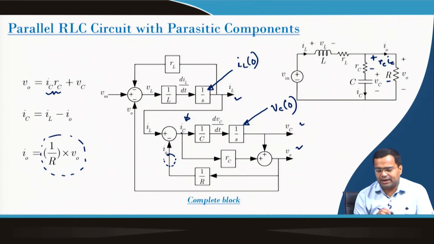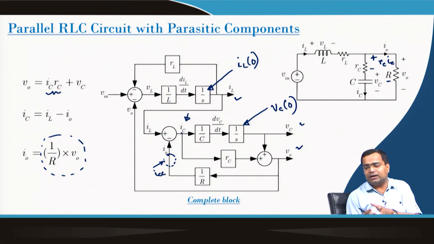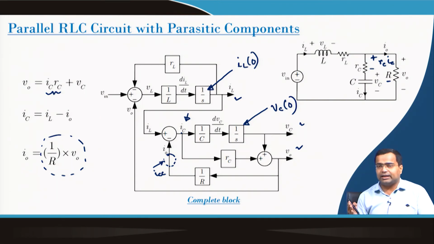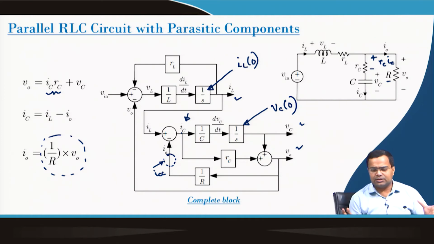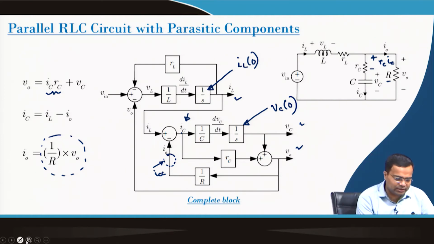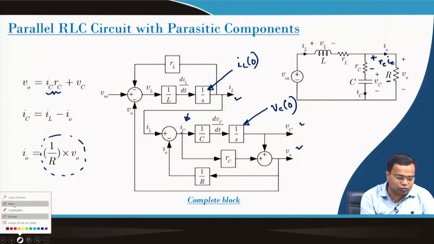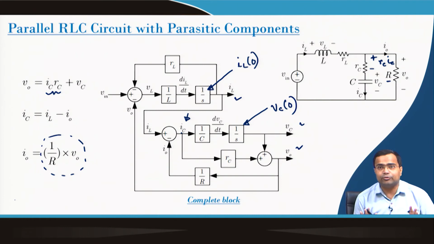We can put an adder block here, the current due to the resistive load, plus we can add another constant current load. These are all possible, so that the net load current is going out. But here, since we are talking about a parallel RLC circuit, there is no constant current load in this case. But whenever we show a converter, the load need not always be a resistive load.